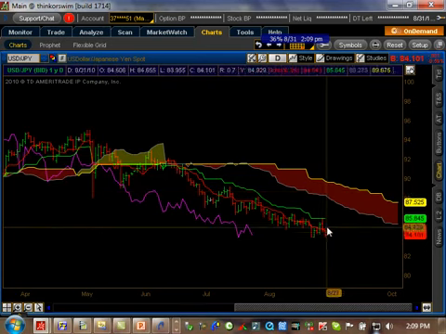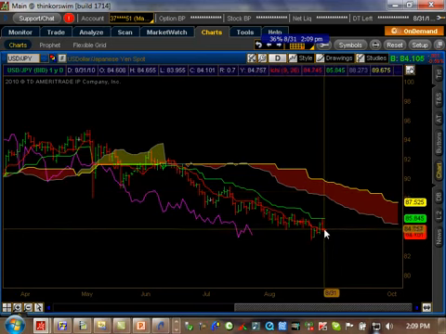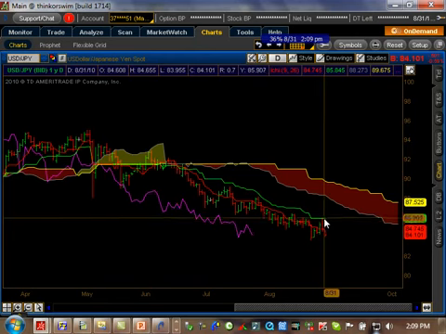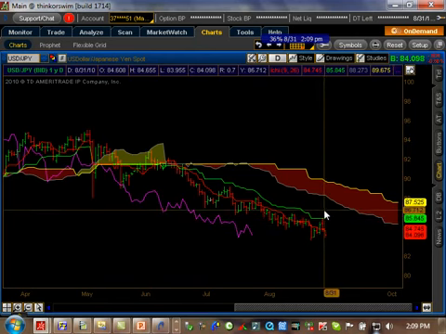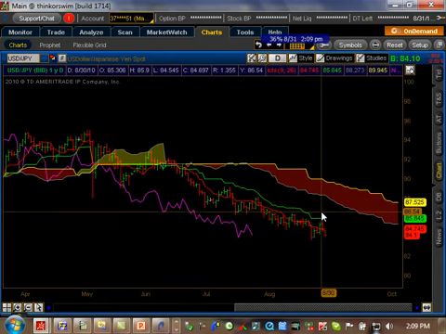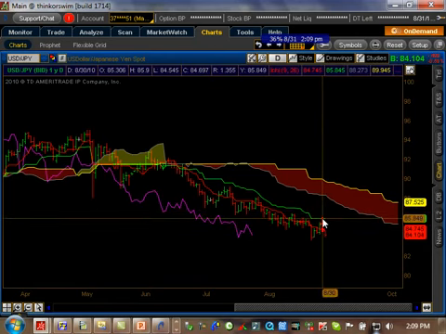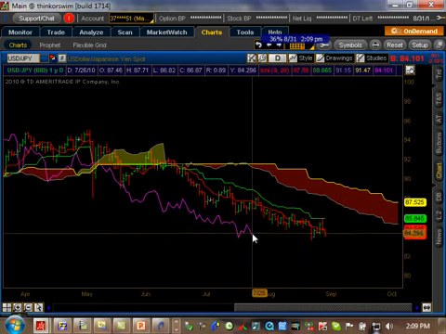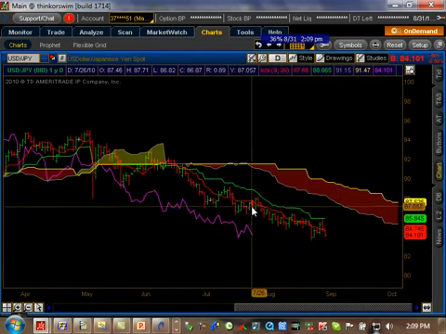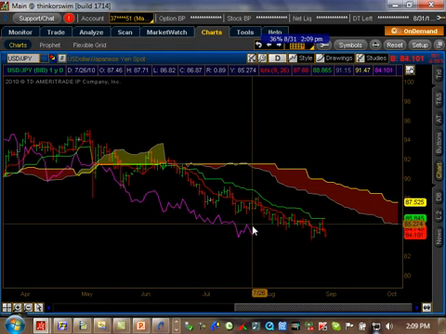The second is the Tenkan-sen and Kijun-sen. If you notice in here, the Tenkan-sen is below the Kijun-sen, so this is bearish. If it was above it, as we indicated, it'll be bullish, and if it was right at it, it's neutral. So that's the second thing you look for. The third is the Chikou. Is it above price from 26 days ago, below, or within? In this scenario, it's below, so it's bearish.